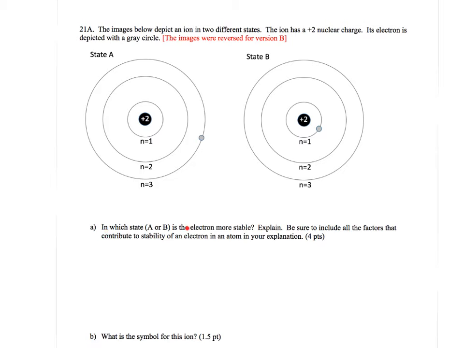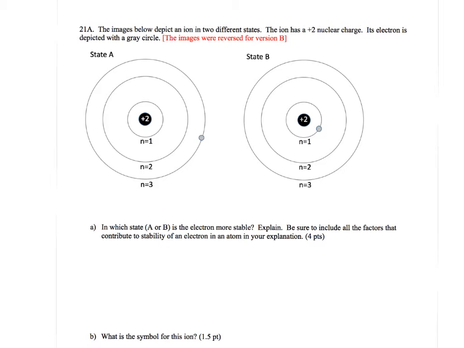So the question asks, so we've got 2 pictures here. It's a single ion in 2 different states. So this is one ion that can be in either one of these configurations. And what we see is that in one case, its electron is in the n = 3 shell, and in the other case, it's in an n = 1 shell. Some people noted that this is the ground state and this is an excited state, and that is true for this ion. The question asked us to say in which state, A or B, is the electron more stable.